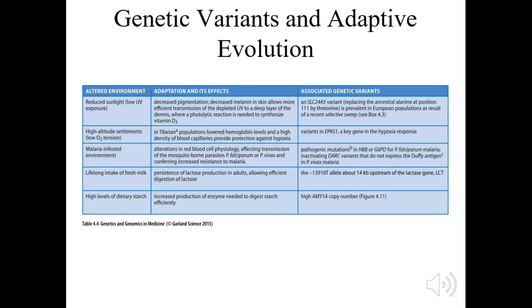The last one I do want to talk about really quick is intake of fresh milk. It is not a natural thing for adults to be able to drink milk. Milk, as you know, in mammals exists to feed babies, either human, cat, dog, doesn't matter. But some people have been able to maintain the ability of lactase production beyond being a younger person. And so there's the LCT gene that has a lot to do with that. So pretty neat stuff.